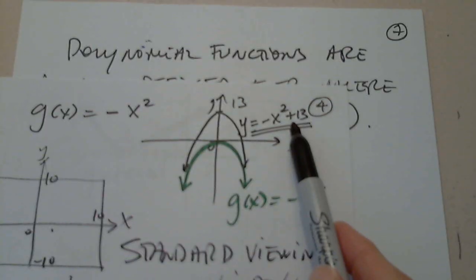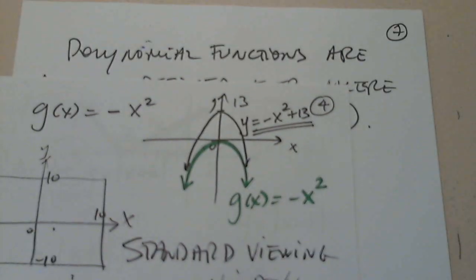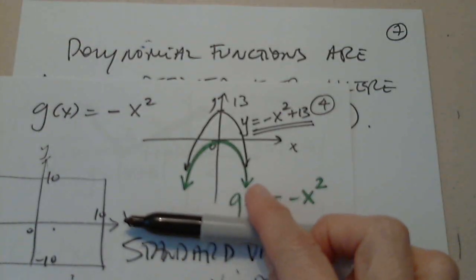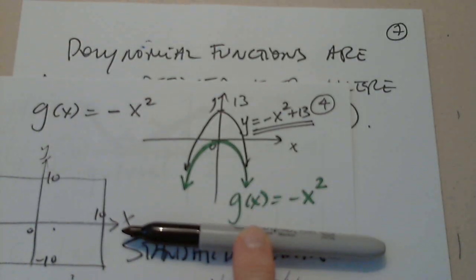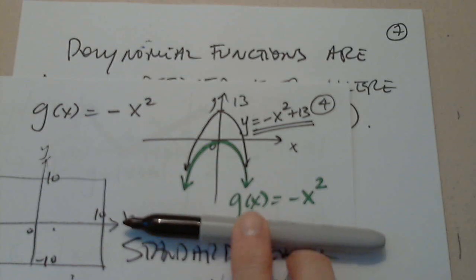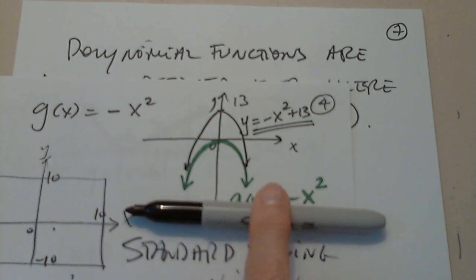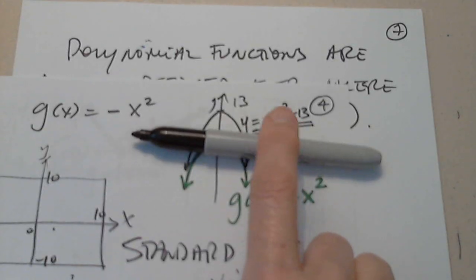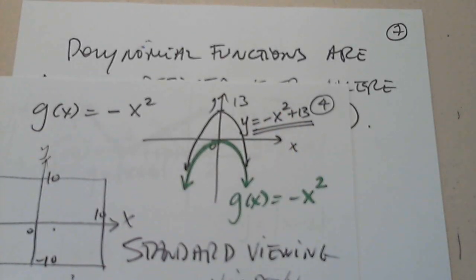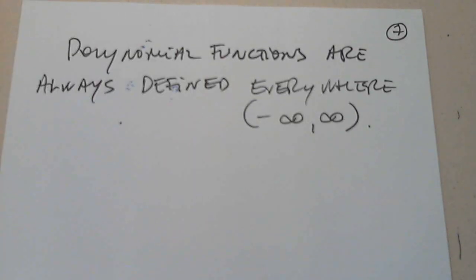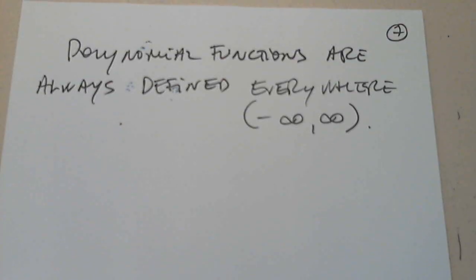What about the domain of this one? The domain is also negative infinity to infinity. Yes. What about the range? The range is negative infinity to 13. That's it. So the range may or may not be all real numbers for polynomials, but the domain will always be everything.